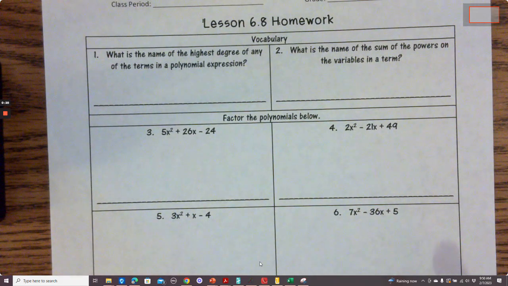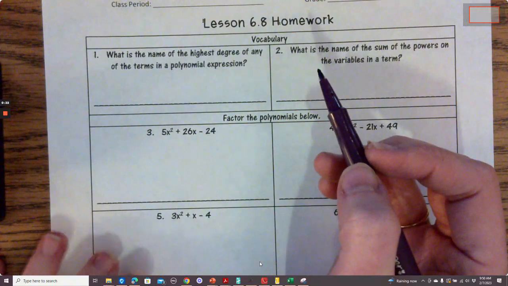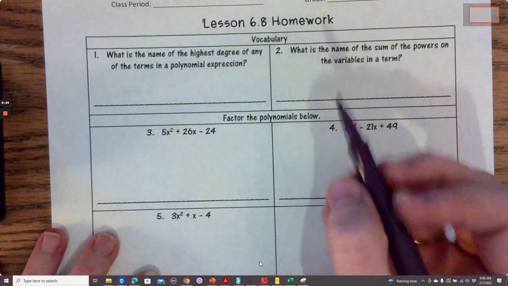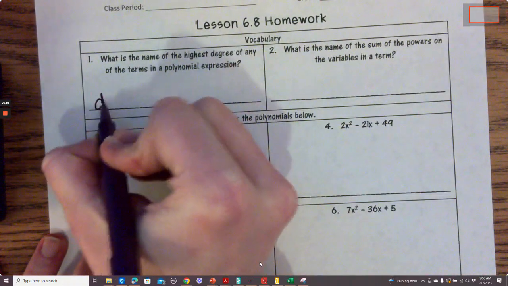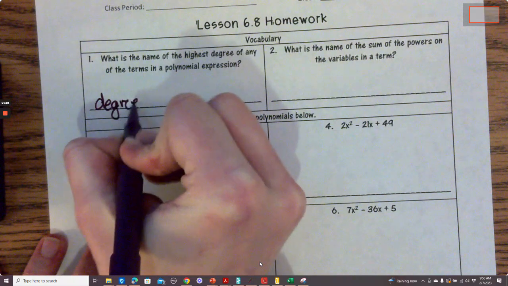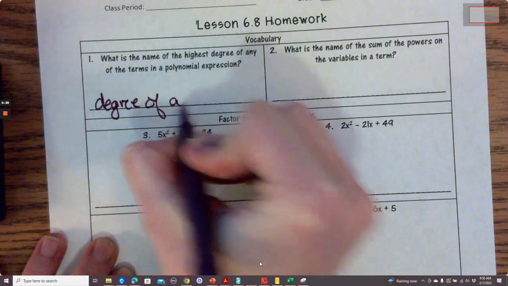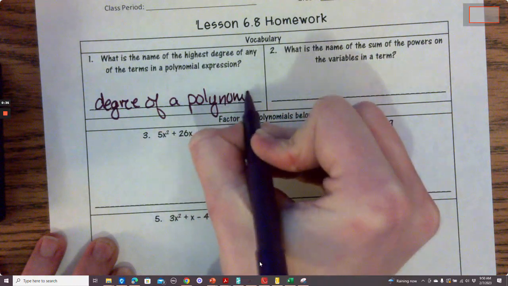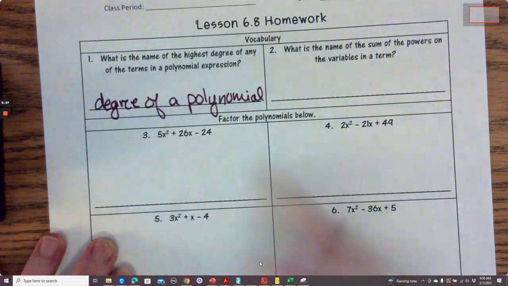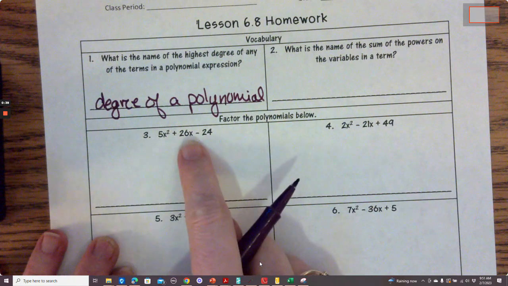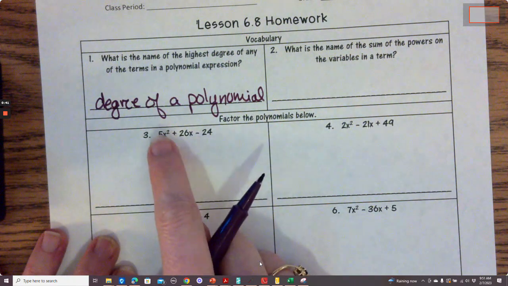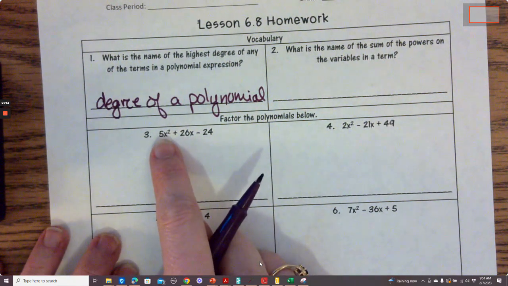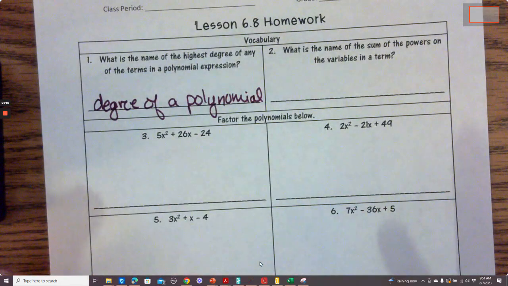So vocab number 1, what is the name of the highest degree of any of the terms in a polynomial expression? This is the degree of a polynomial. So quadratics, which is what we're going to be focusing on the next 2 units, these are a second degree polynomial. The highest exponent is a 2. And that's how we know it's a quadratic.